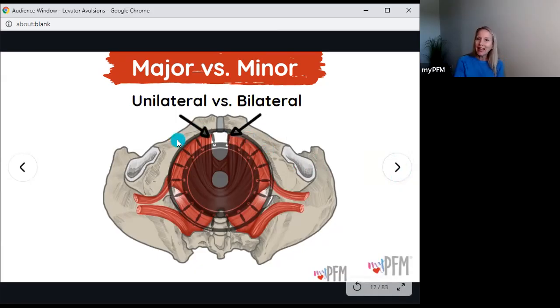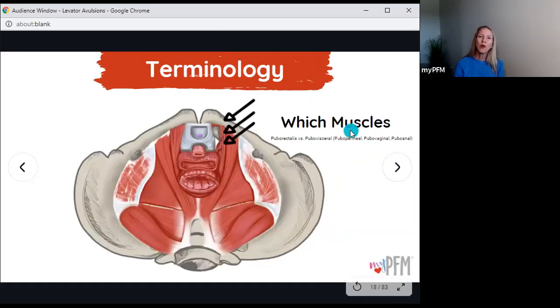Is it unilateral or bilateral? So what this means, is it just one side or is it both sides? Because you can have one side or you can have both sides involved. And then which muscles? And so I think this is confusing even for healthcare professionals and providers and researchers, because there's different terminology out there for the muscles.